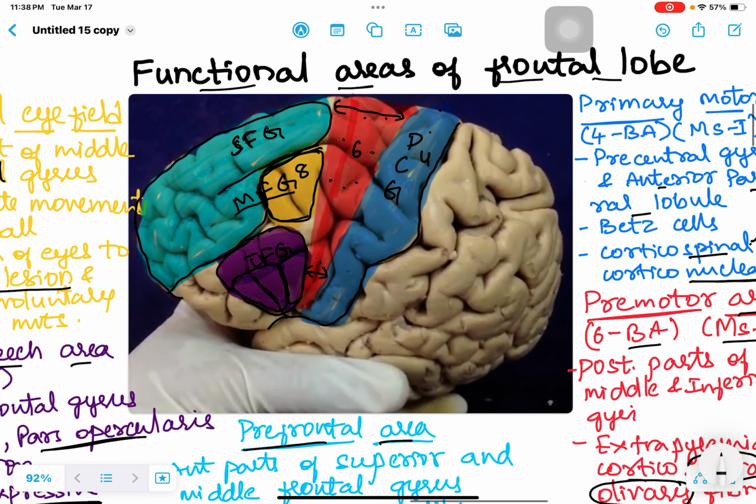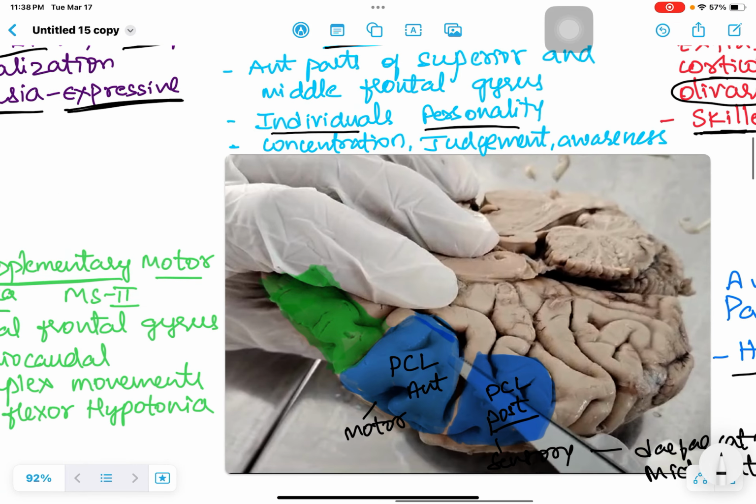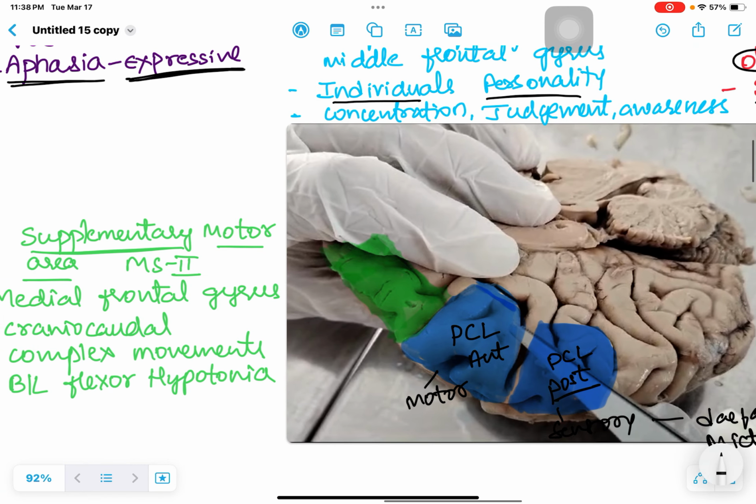So all these five are seen in the superolateral surface, and there is one area called supplementary motor area which is seen on the medial aspect, on the medial surface. This is all the medial surface of the brain. So in front of the paracentral lobule, you can see the superior part of the medial surface. There is a medial frontal gyrus.